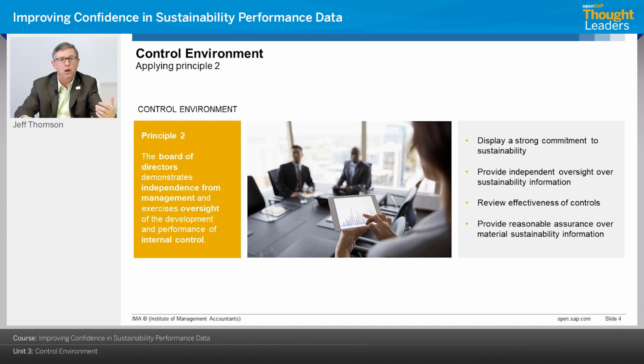The board of directors, often through their audit committee, should have a review of the effectiveness of internal controls over both financial and non-financial information, realizing that there might be a different level of assurance for financial information, which is more quantitative and short-term, and non-financial or sustainability information, which is more judgmental, more qualitative, longer term in nature. And then finally, provide reasonable assurance, just like financial information, over material sustainability information.